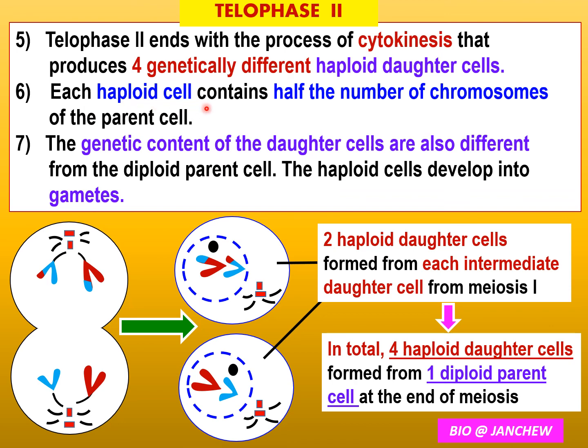So each haploid daughter cell contains half the number of chromosomes of the parent cell, and the genetic content of the daughter cells are also different from the diploid parent cell as they have undergone crossing over. And the haploid cells will develop into gametes.